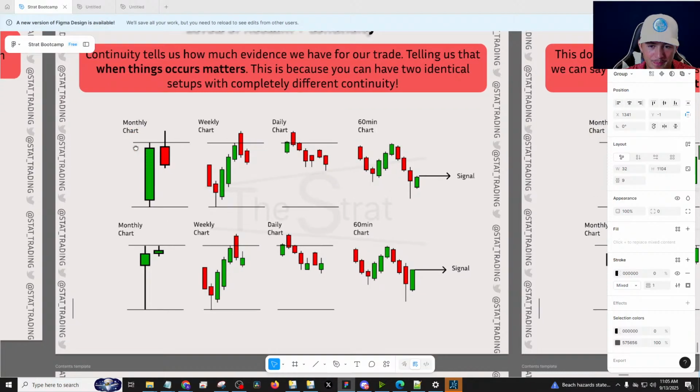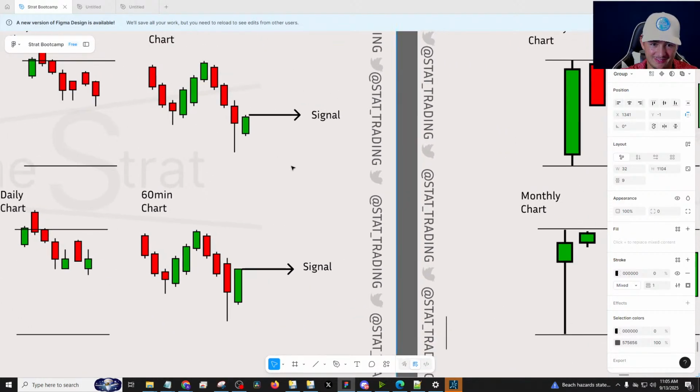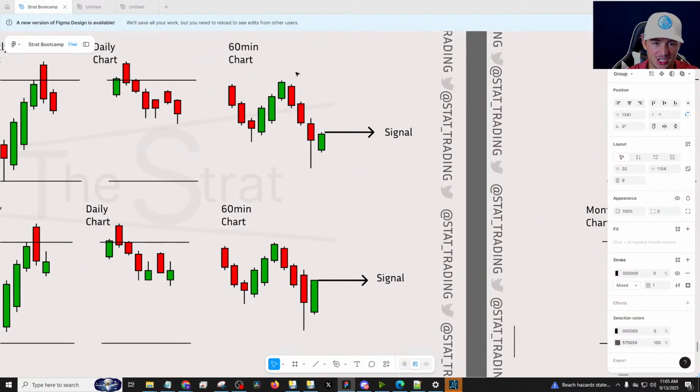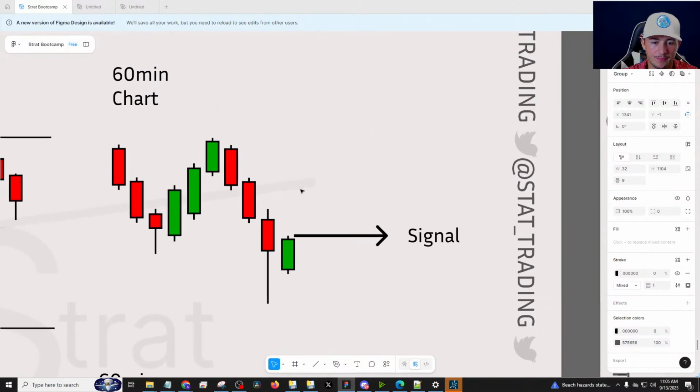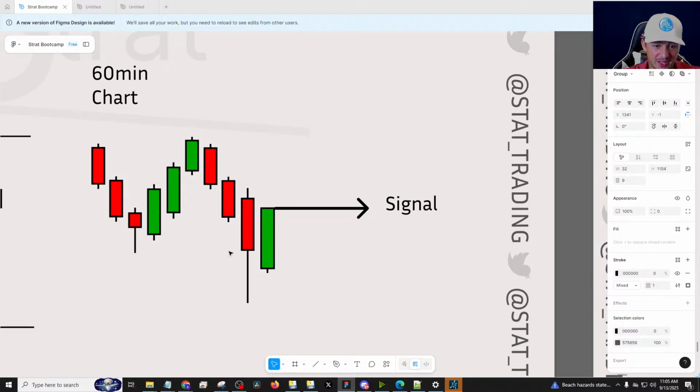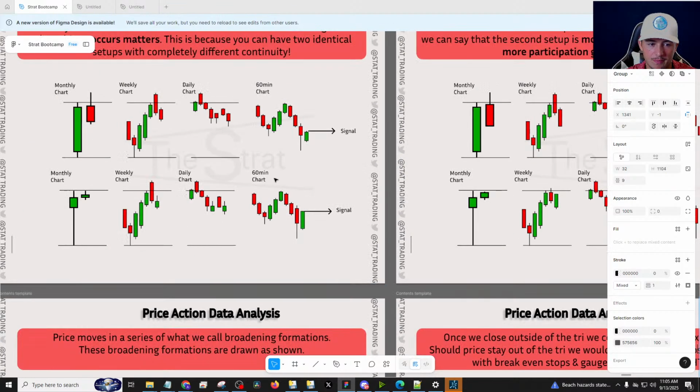The top example, notice if we just zoom it in, and this is so important, we just zoom it in and we're looking at just the 60-minute. See how we go into new lows, and then we go inside? That's another signal we look for. See how we go into new lows and we go inside and they look the exact same? It's always going to look the same on the 60. What matters is the bigger time frames, because those tell you the evidence you have for that to work.